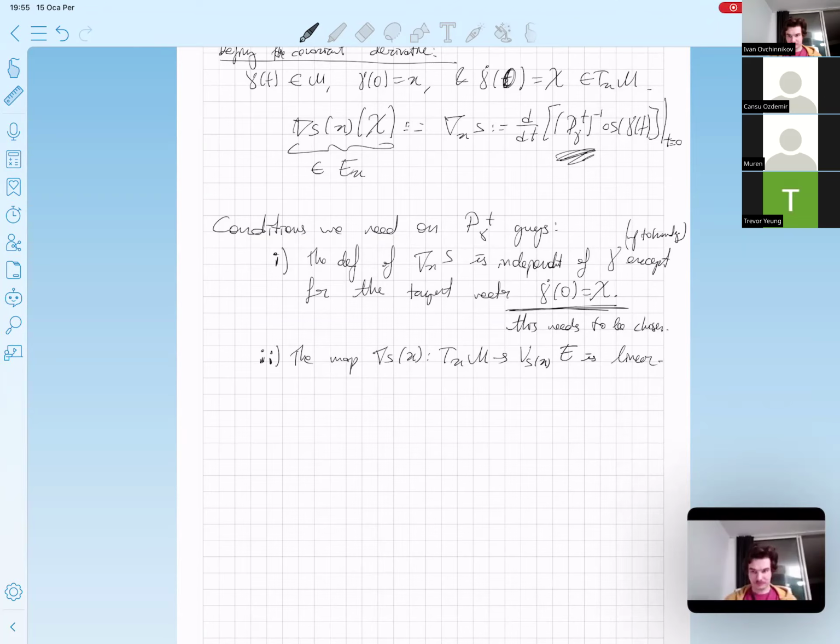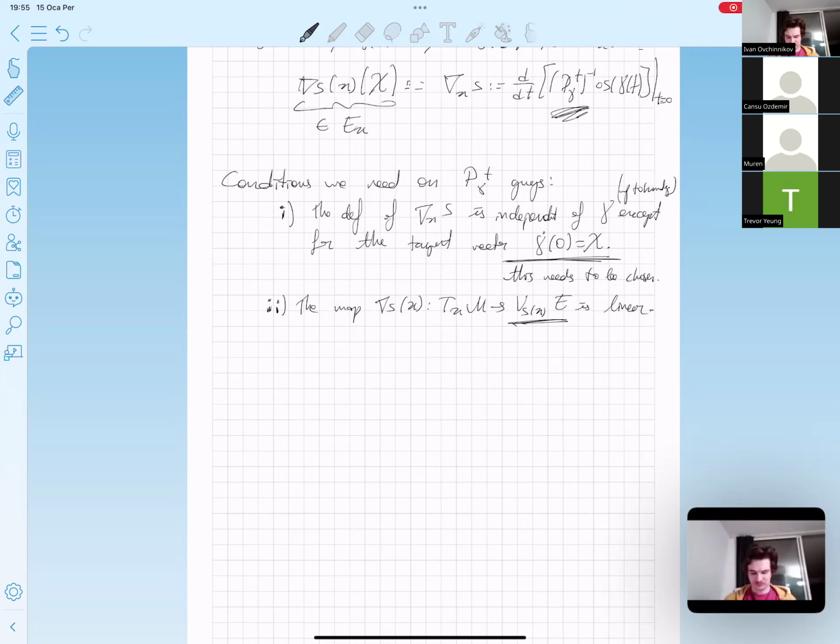So I haven't told you what this is yet, but the need for this condition is coming from this. So we will understand this in a second. But the thing is, assume that for any vector field X, the covariant derivative defines another section.